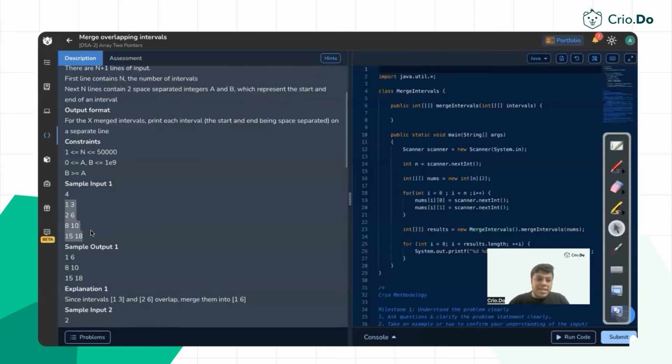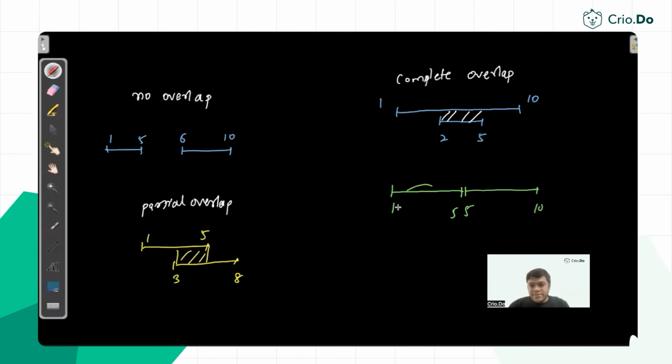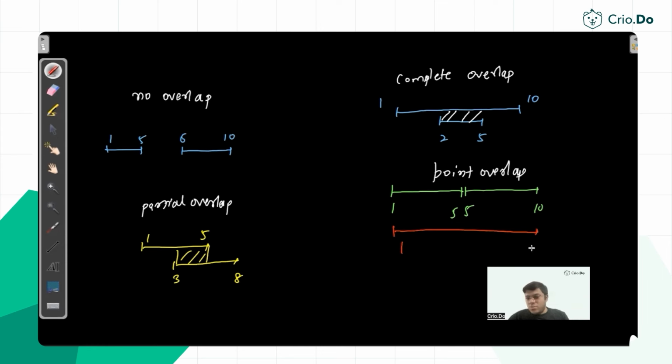Although it is not mentioned in the sample input, if I take the second sample input, the first interval is from 1 to 4, second interval is from 4 to 5. So these two intervals only have a common portion of a point, which is 4. And in the output, as you can see, it is merged. It is only having 1 till 5: 1 to 4, 4 to 5, merged becoming 1 to 5. It means if these two intervals are there, even a point overlap will be considered an overlap. That is point overlap. In this case also, we have to merge it and make it become 1 to 10.